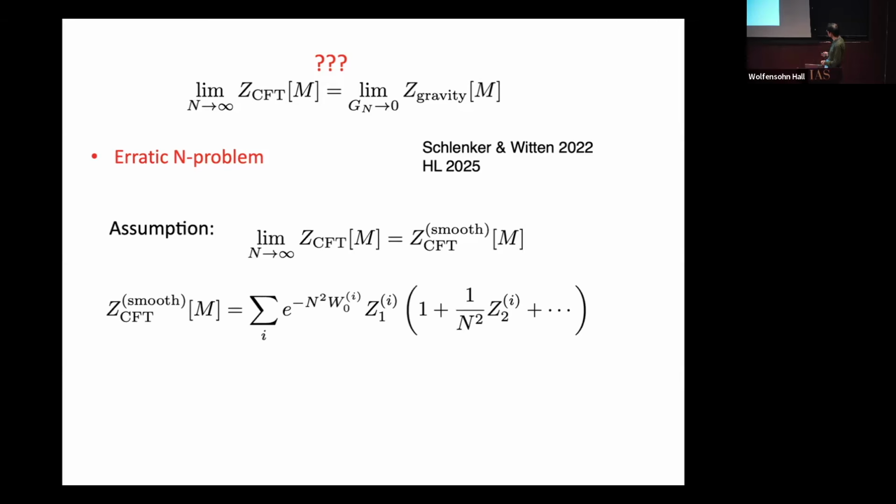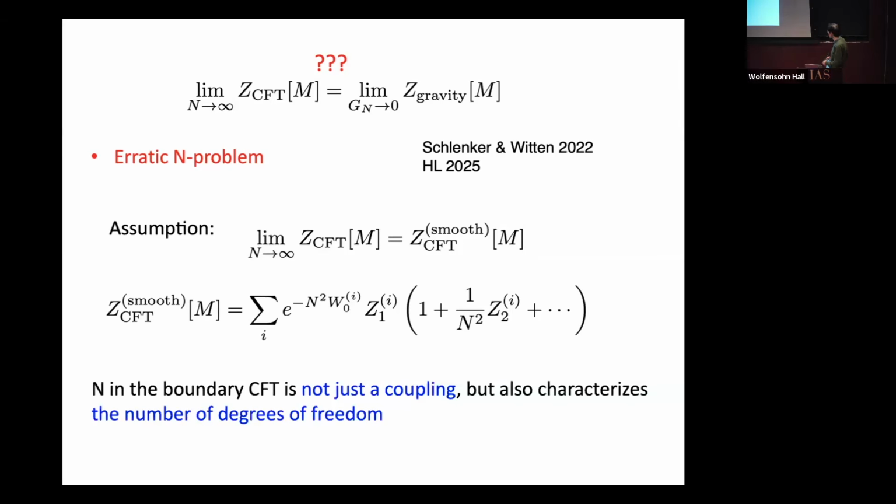So what is different from CFT and the gravity in the corresponding limit is that in CFT, N not only provides a coupling, say in the Lorentzian limit, but also characterizes the number of degrees of freedom. So N actually also comes as the rank of the matrix, for example, in N=4 Yang-Mills theory. So this assumption, which we somehow always take for granted, is actually highly non-trivial.